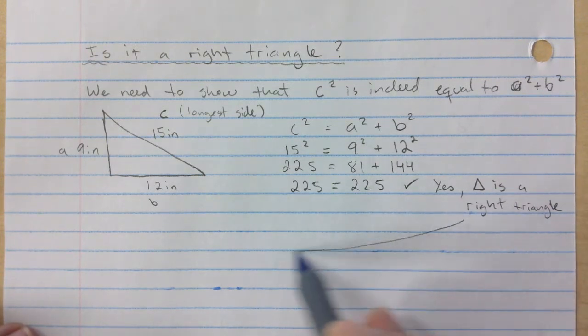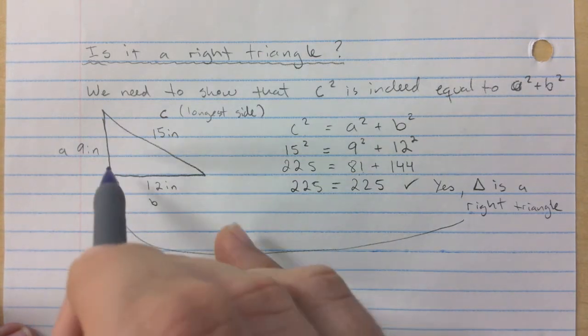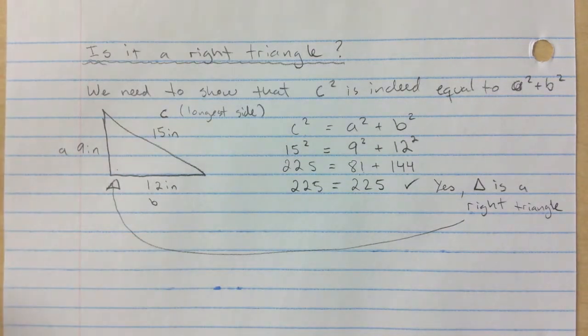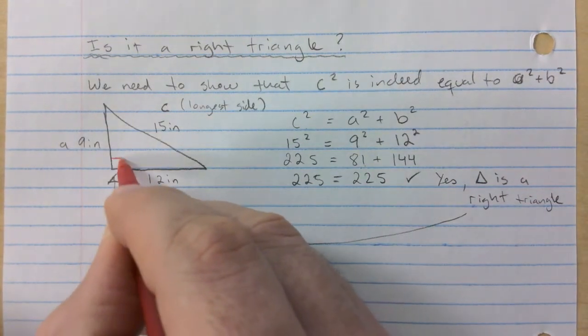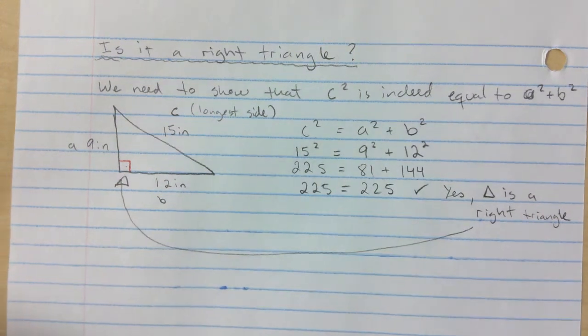So we go back in here, and as we suspected, the only location for that 90-degree angle would have to be here because it has to be across the longest side.